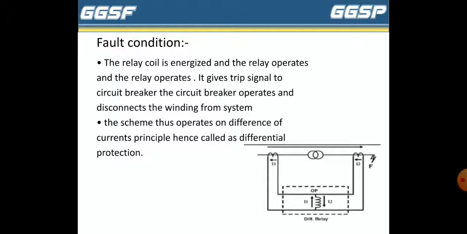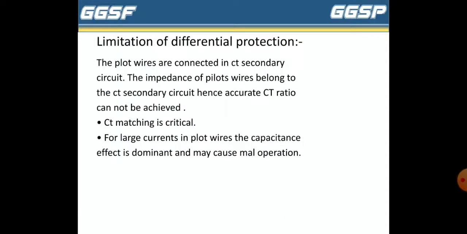The relay coil is energized and the relay operates. It gives trip signal to circuit breaker. The circuit breaker operates and disconnects the winding from system. The scheme thus operates on difference of current principle, hence it is called differential protection.